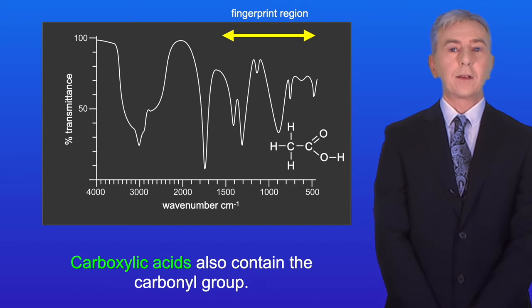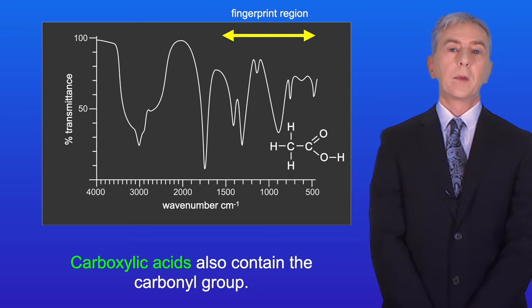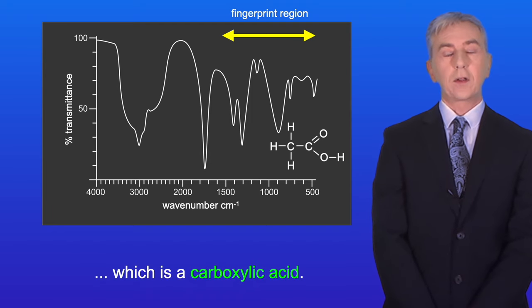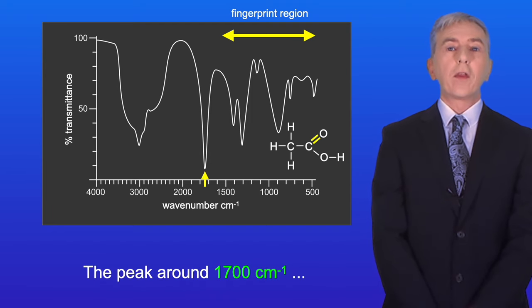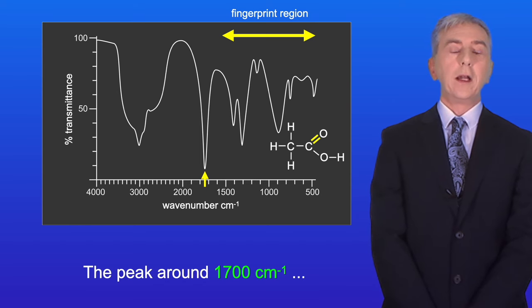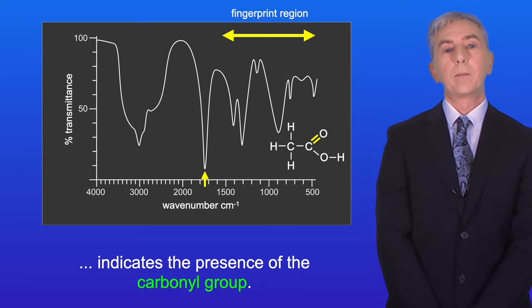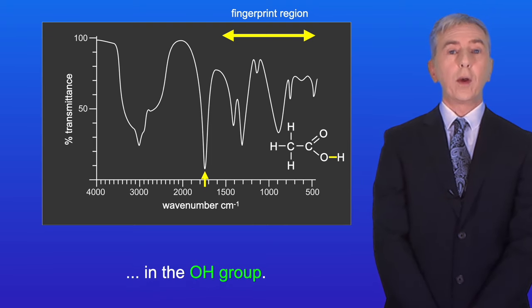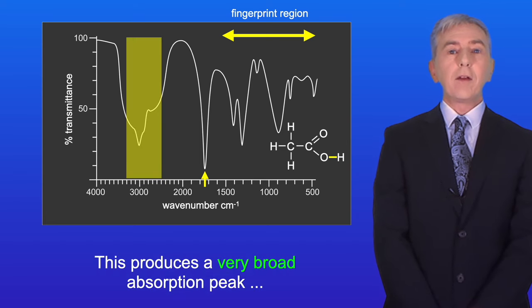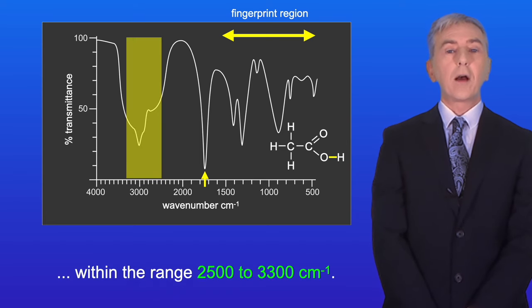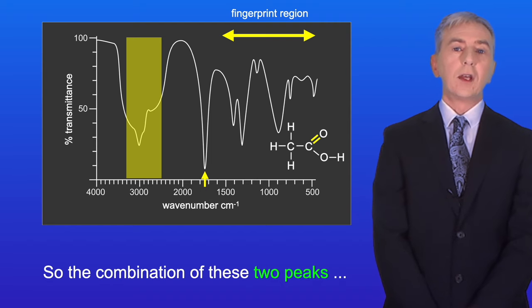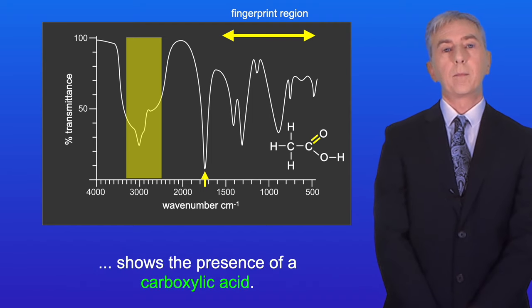Now, carboxylic acids also contain the carbonyl group. Here's a simplified IR spectrum for ethanoic acid, which is a carboxylic acid. The peak around 1,700 centimetres to the minus 1 indicates the presence of the carbonyl group. However, carboxylic acids also have an oxygen to hydrogen bond in the OH group. This produces a very broad absorption peak within the range 2,500 to 3,300 centimetres to the minus 1. So the combination of these two peaks shows the presence of a carboxylic acid.